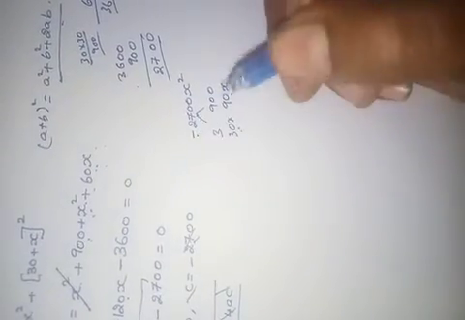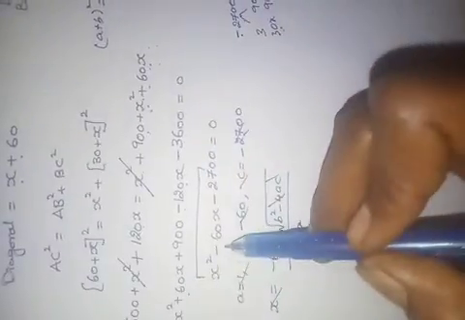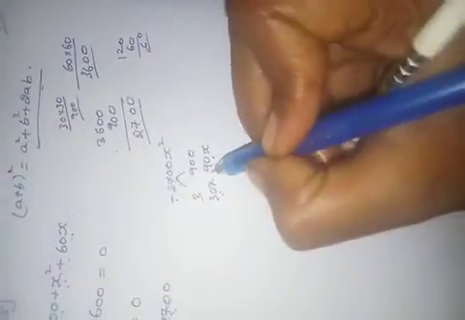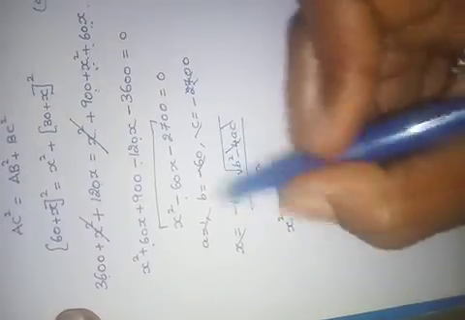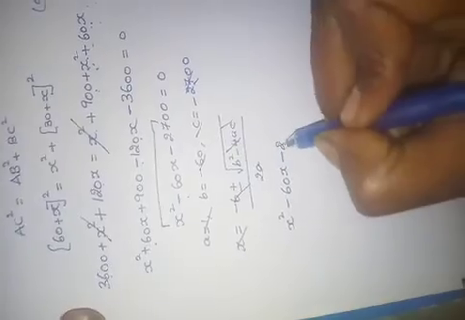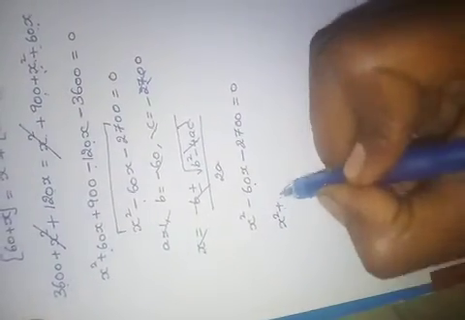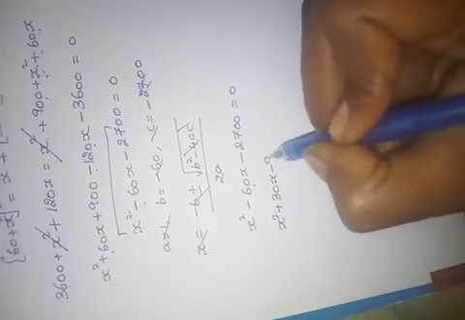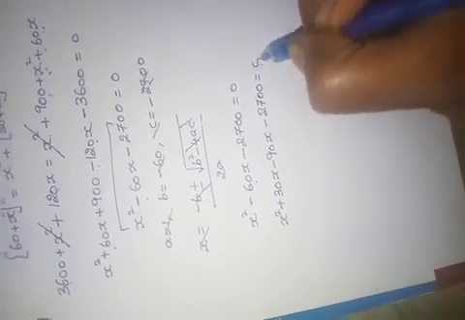What is the symbol here? Minus. So, for one we have to keep plus, and for one we have to keep minus. What is the symbol here? Minus. So, for bigger number minus, for smaller number plus. What we can write? x square, again I am writing x square minus 60x minus 2700 equals to 0. In the place of 60x, write this: x square plus 30x minus 90x minus 2700 equals to 0.